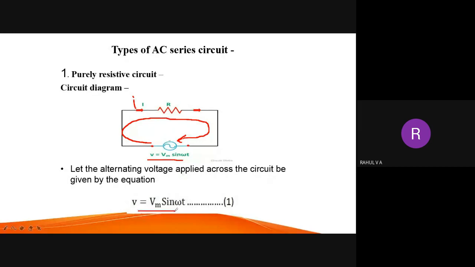What I have done is what we already know: whatever voltage we are applying, I am writing it down. There is no change in that. For all circuits, for the resistor, inductor, and capacitor, it is the same, V is equal to Vm sin omega t. So let the alternating voltage applied across the circuit be given by the equation V is equal to Vm sin omega t.